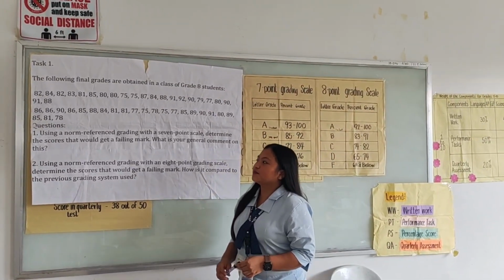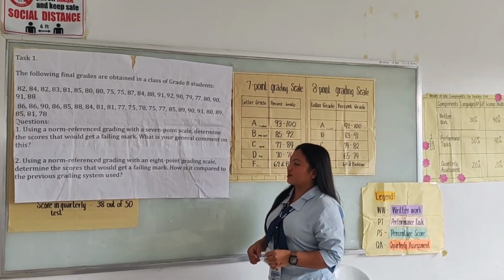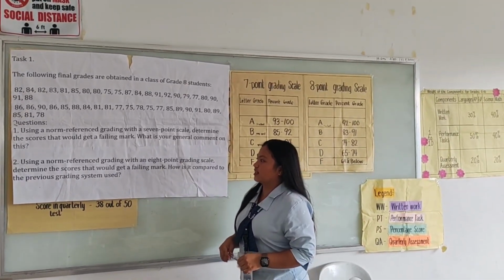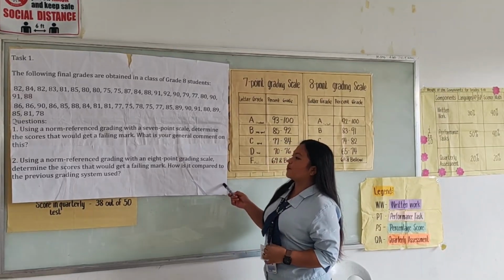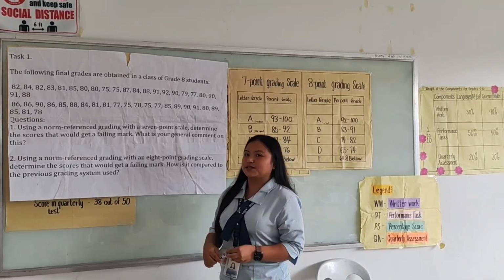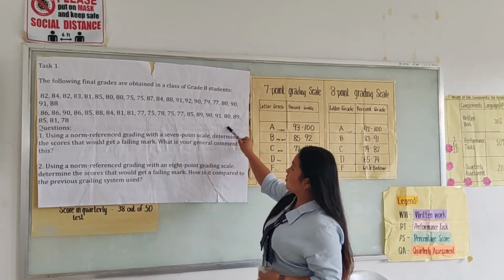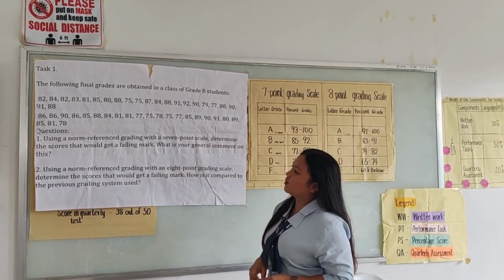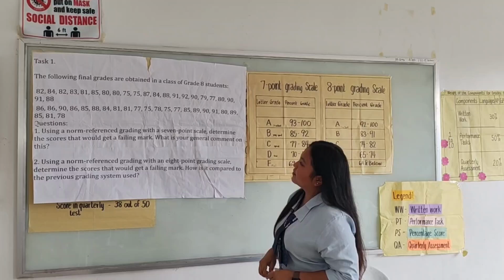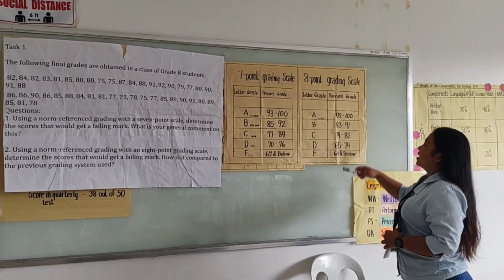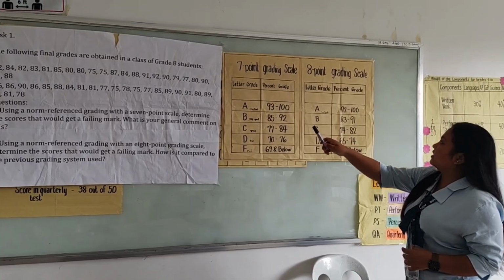So in number 2, using a non-reference grading with an 8-point grading scale, determine the scores that will get a failing mark. So how is it compared to the previous grading system used? So the highest grade in the set B is 91 and the lowest is 75. So as we refer to the table in the 8-point grading scale, the highest is 91.